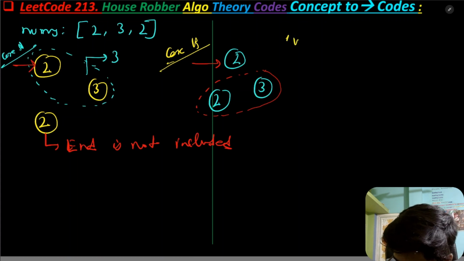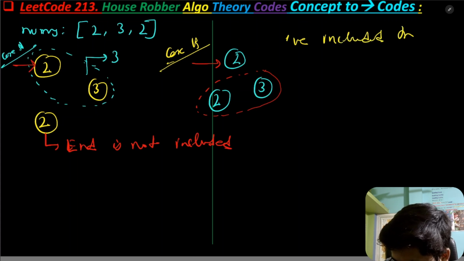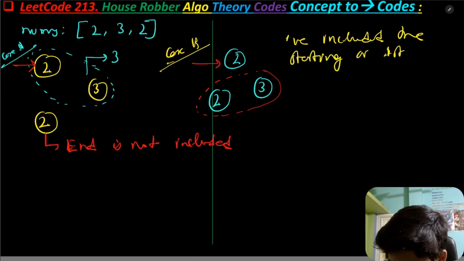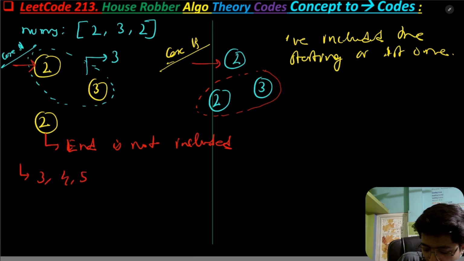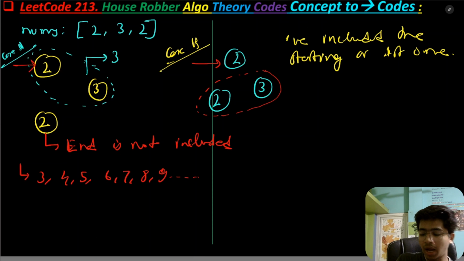We haven't included the starting one, or first one. So okay, we understood this thing. So this is generalization. If there are three elements in nums, or four elements, or 5, 6, 7, 8, it will work for all the cases. But how can we think about it?